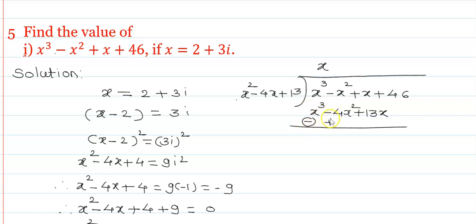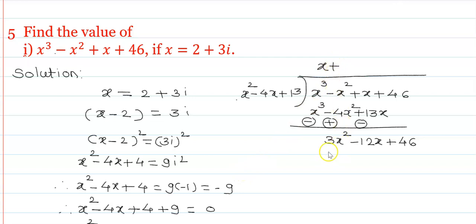Minus, plus, again minus. This plus x cube and minus x cube get cancelled. Minus x square plus 4x square, you will get 3x square. This is the 3x square plus x minus 13. Hence it is a minus 12x and lastly plus 46. Okay. Next multiplication.